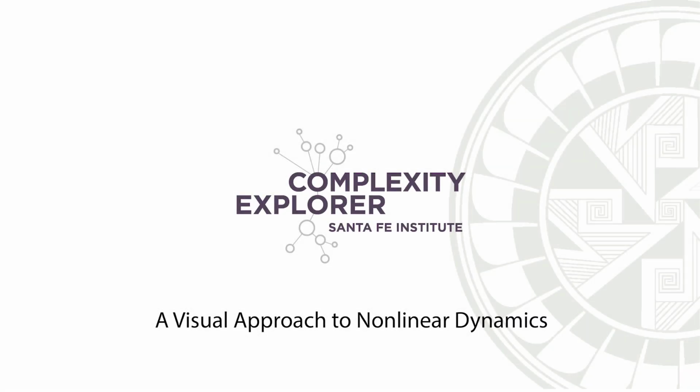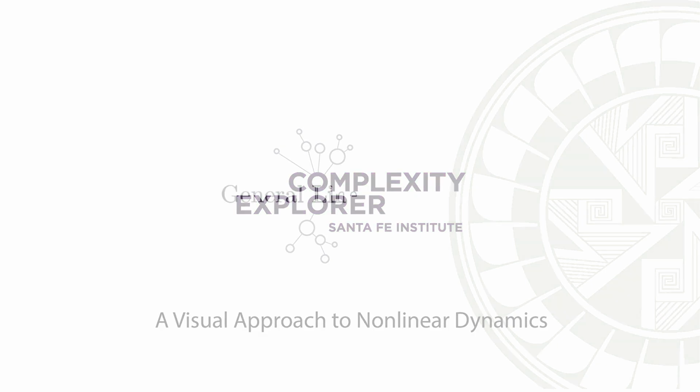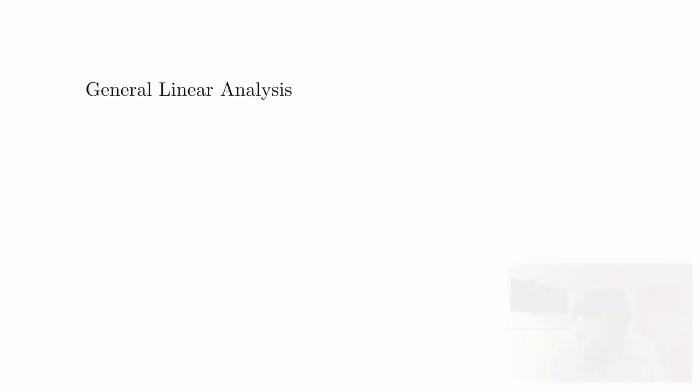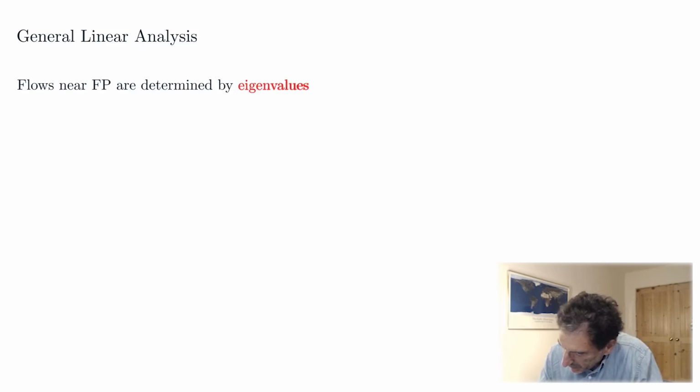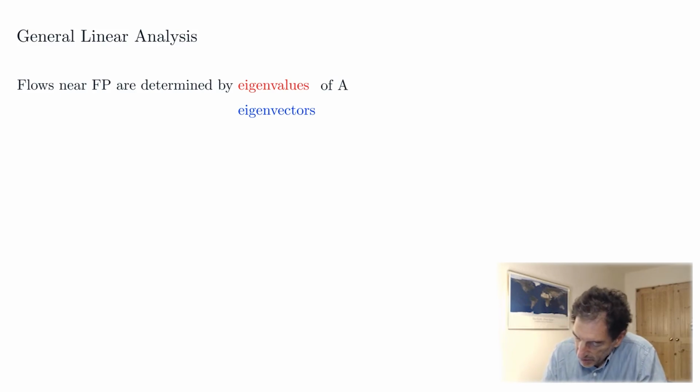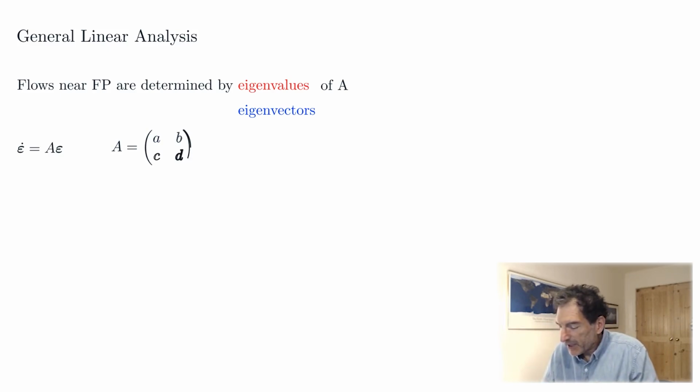Let's now analyze our linearized equations of motion precisely. The main message that we're going to learn is that the flows near the fixed point are determined by the eigenvalues and eigenvectors of the linearized transformation matrix A. That is, in our linearized equation of motion, we had epsilon dot equal to A epsilon, where A was the matrix A, B, C, D. And as we're going to see, the eigenvalues and eigenvectors of this matrix determine everything.